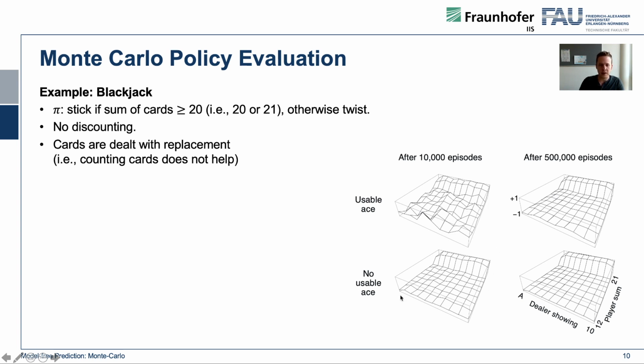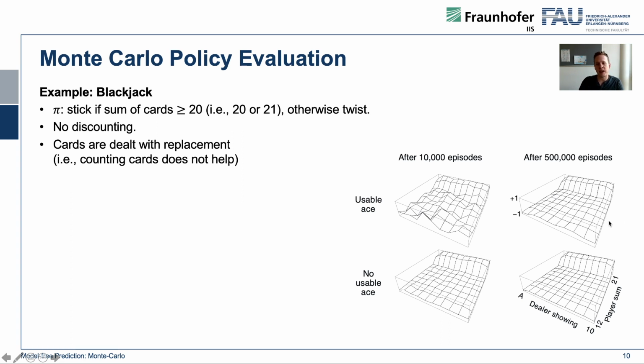If you have no usable ace, it gets very nicely aligned because there is not so much variance in this because of the usable ace. And after 500,000 episodes of playing games, you actually see a very smooth value function, and I hope this value function also seems reasonable to you.